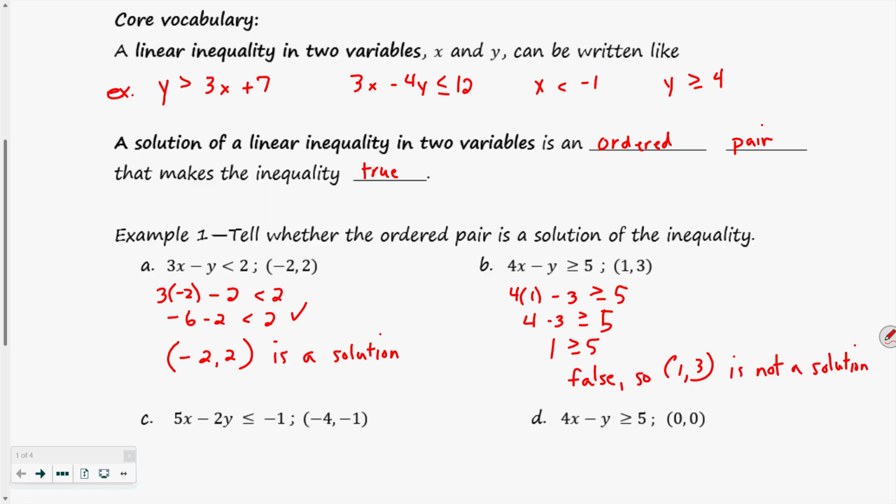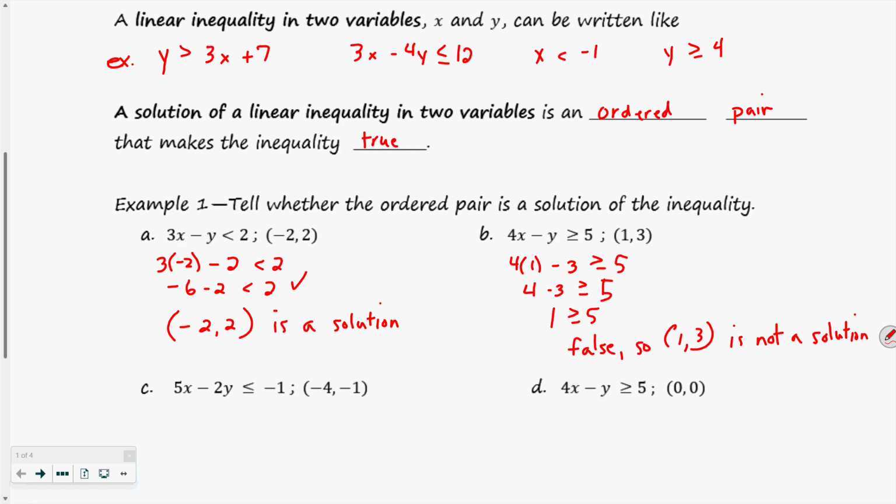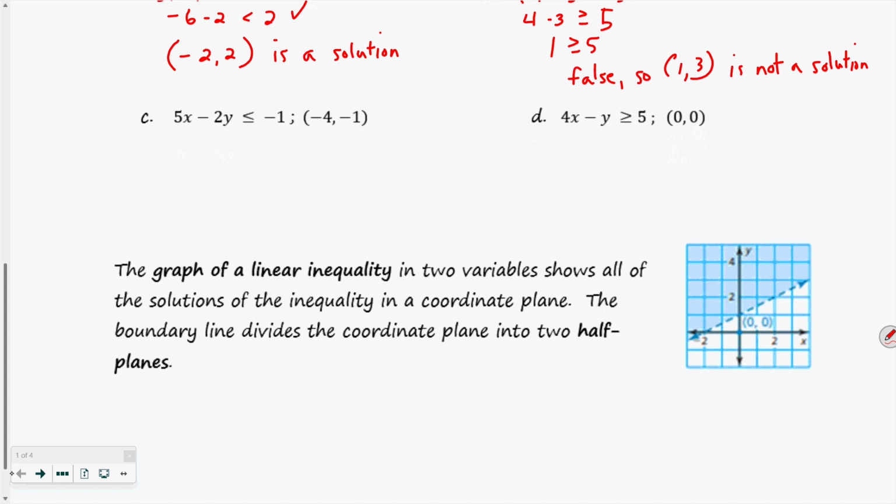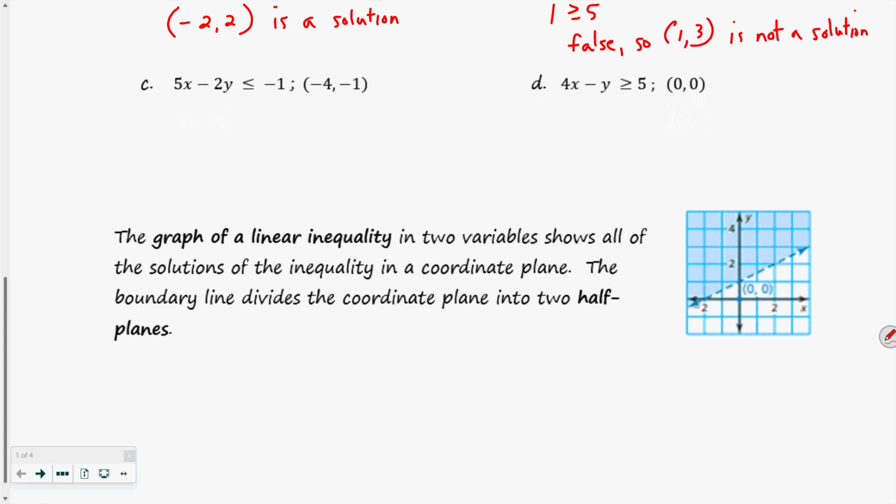That's how you tell whether or not an ordered pair is a solution to an inequality. You substitute it in, just like we did with regular equations, and see whether we get a true statement or a false statement. That determines whether we have a solution or not. So that's the first thing we're going to look at, determining whether an ordered pair is a solution.